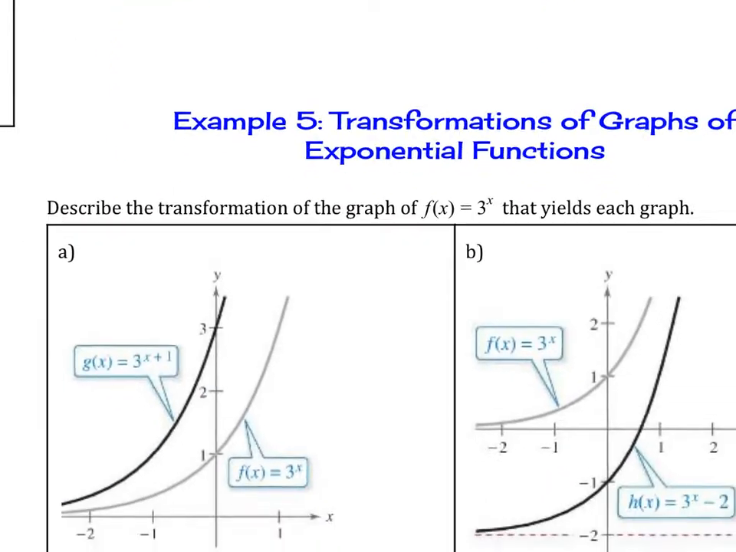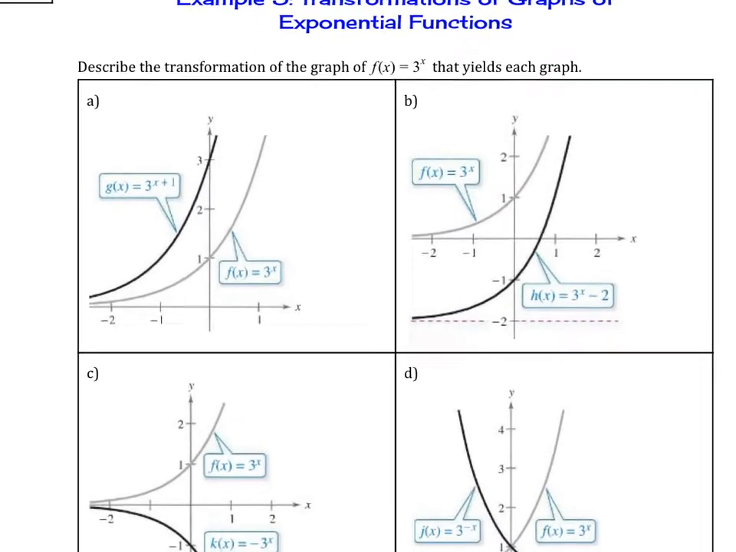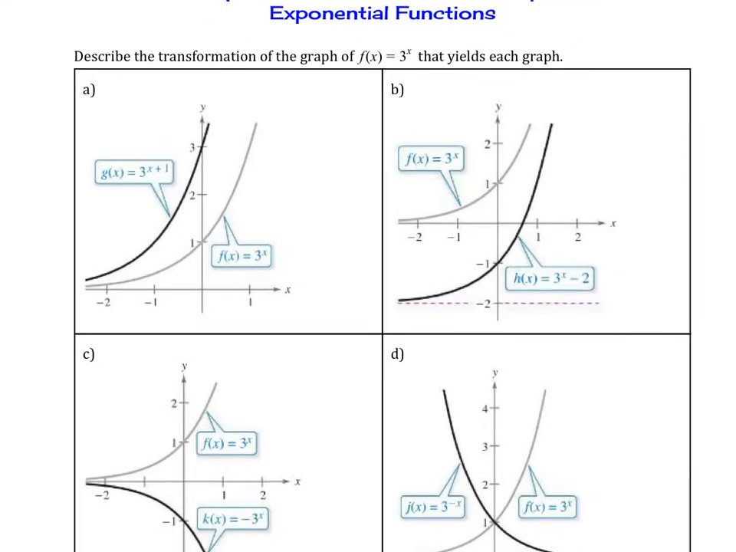This next part, we just want to talk about transformations of graphs of exponential functions. We're describing the transformation of the graph of f of x equals 3 raised to the x. We can take a look at the graph, but I think we should just focus on the equation. That's faster. Here we have x plus 1. The transformation is with the x, so it's a horizontal translation, and this is left 1. Here we have 3 to the x, and then minus 2 on the outside. So we can say this is down 2.